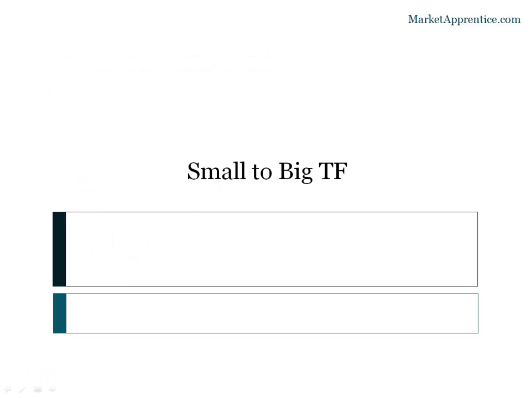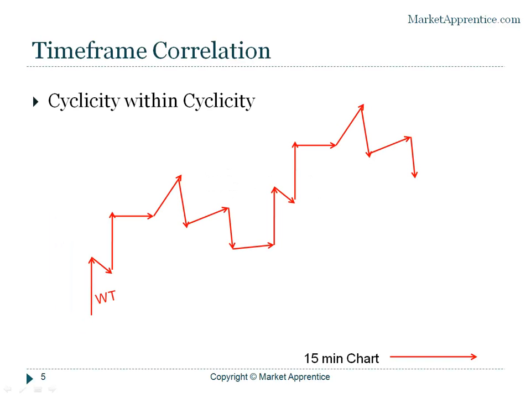Let's start with a small to big time frame. In front of you is the direction or movement of price which happened to look like a random movement. As you can see, it started off as a whiff trend, small little pullbacks, but on the whole, it's just going up and down.